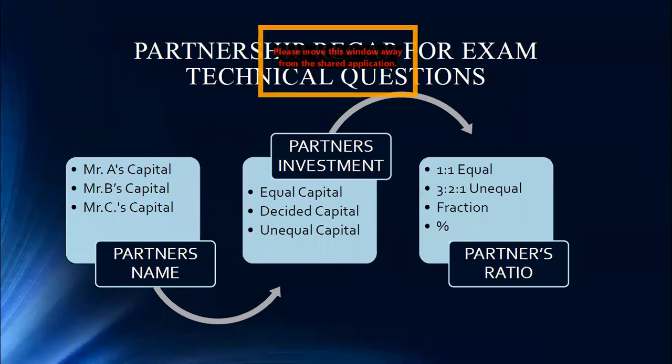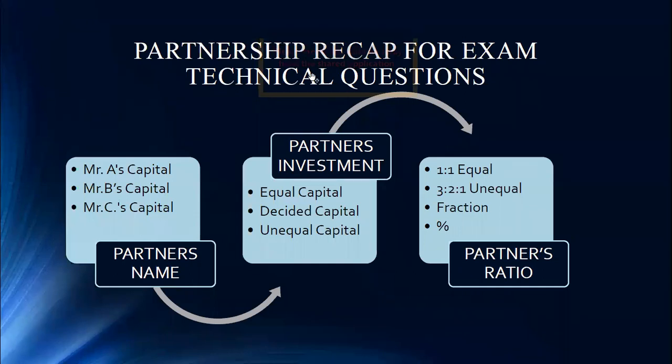Here you can see we have a partners recap for the examination technique. First of all, we have to consider these partners. We usually have the names of the partners given in the question. We have to focus on three things. I always told you that you have to focus on three things. What are those three things? These three things are the names of the partners, the investment of the partners, and the partners' ratio. It is important from the examination perspective.